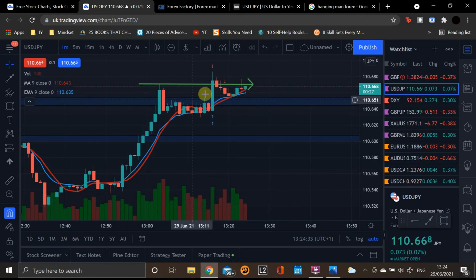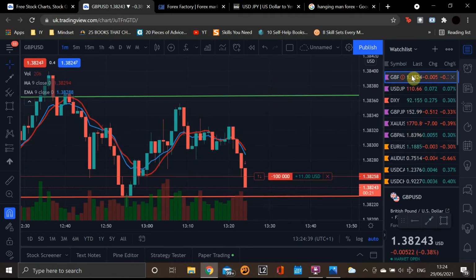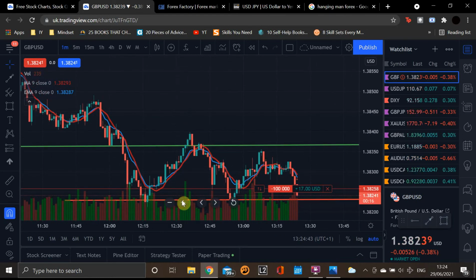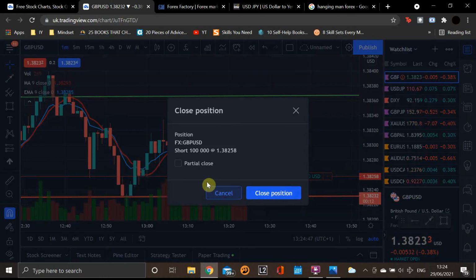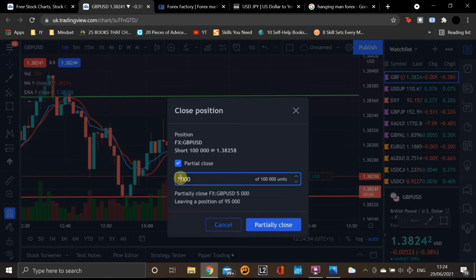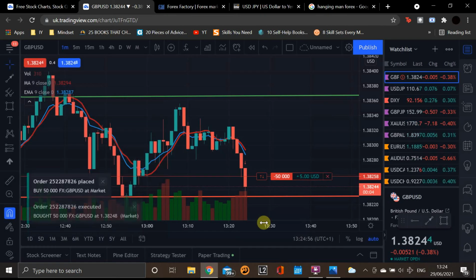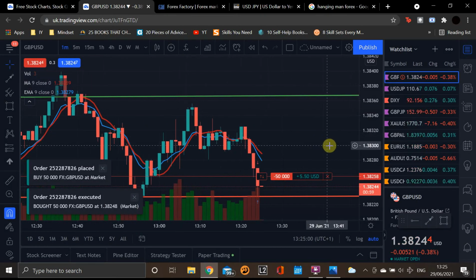This area is definitely important. It would be quite interesting to see. So, I'll take my profits here. Yeah, I'll take half my profits. See what the other half does. Just reversing a little bit.